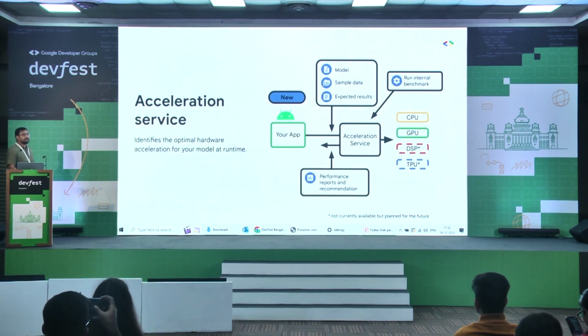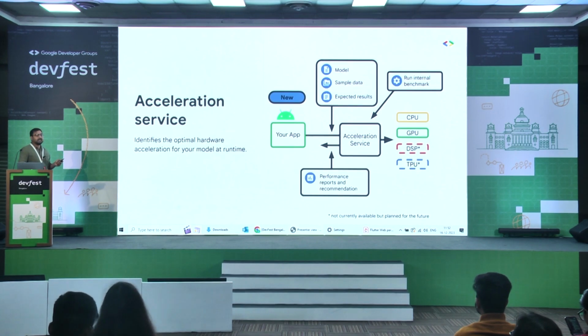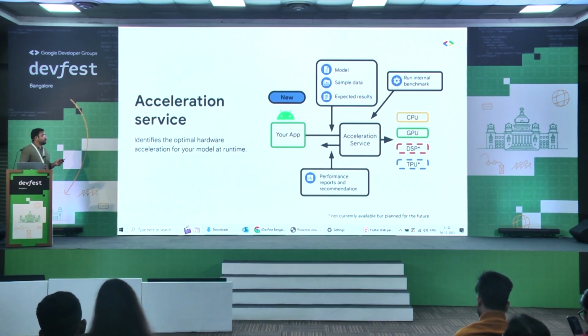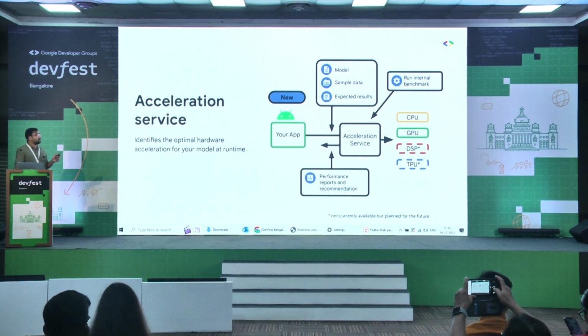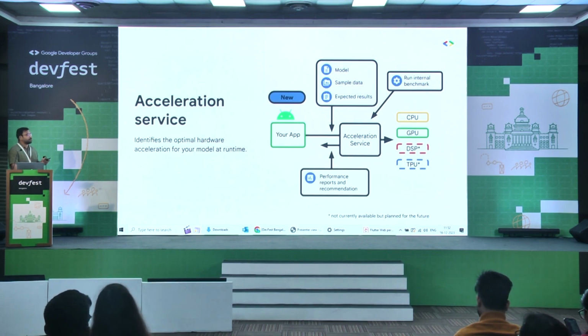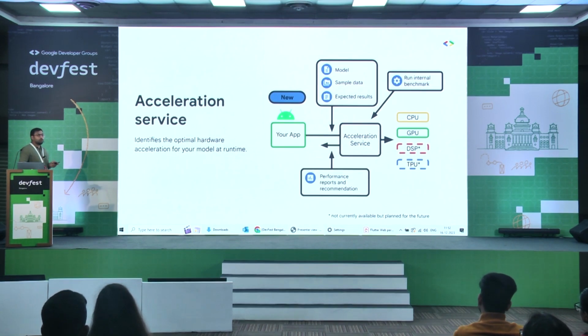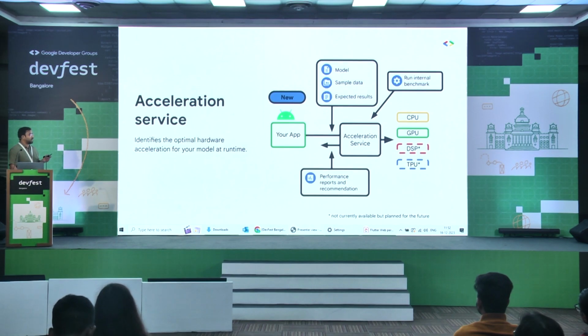And we have added acceleration service also. When we talk about acceleration service, it basically uses information from your model. If you are using your own model and your own data, acceleration service guides you, based on the model of phone you are using, to the recommendation for your ML model.